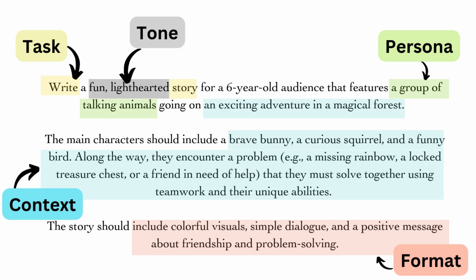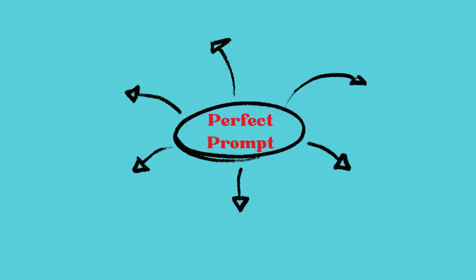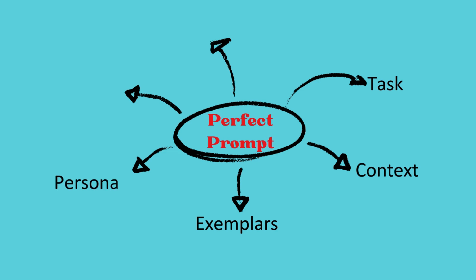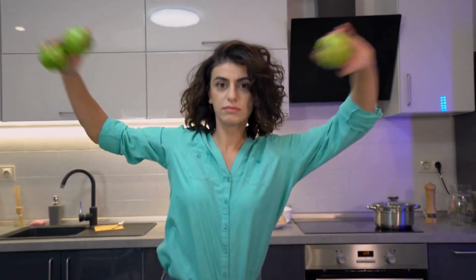When ChatGPT gets enough details in the prompt, it delivers exactly what you're looking for in the right format with the right tone. By breaking down your prompts using these 6 components, task, context, exemplars, persona, format, and tone, you'll be able to consistently generate high-quality outputs from ChatGPT. Don't worry if it takes a bit of practice to master. Once you get the hang of it, you'll see a huge improvement in your workflow.